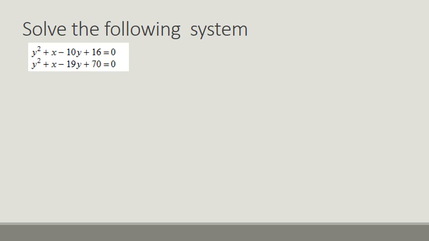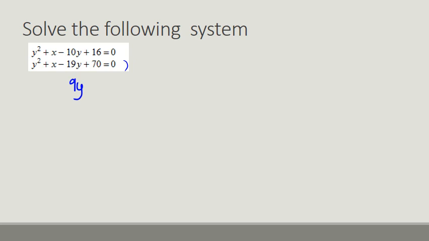All right, last example, solve this system any way. Again, you could solve one of them for x if you wanted to and solve by substitution. Or again, if you notice, I have the x's here. So I'm thinking that I probably want to get rid of the x's by subtracting. So if I subtract this, y squared minus y squared is 0. x minus x is 0. So those cancel out. And negative 10 minus negative 19 is 9.